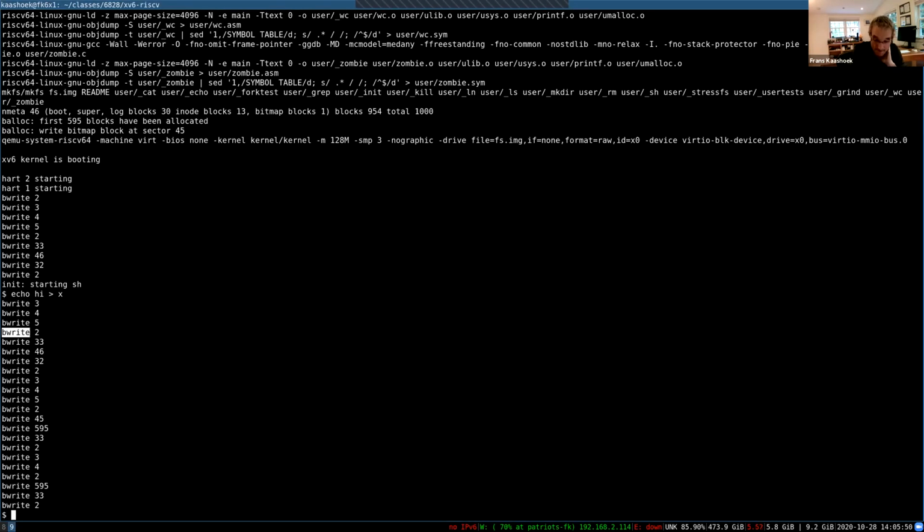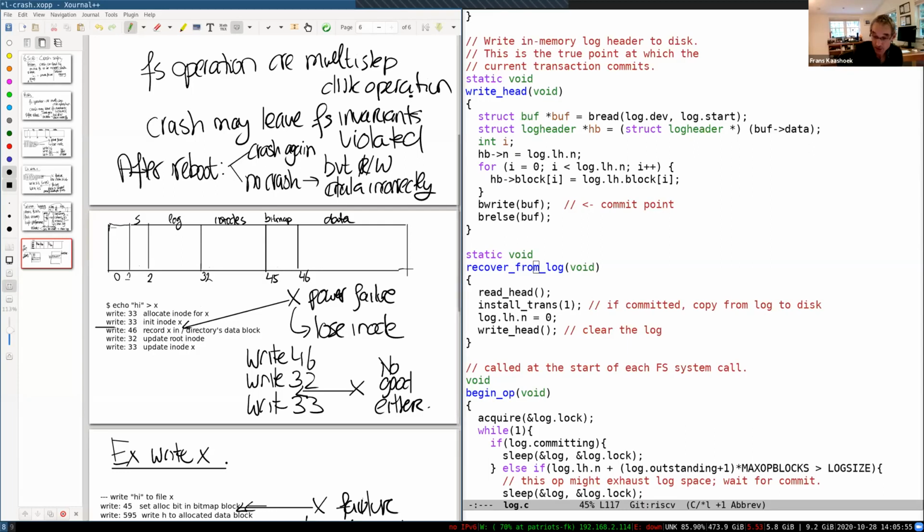Anybody? Is that writing to the log and then the super block? Not the super block, but the log head. Just looking at this picture again, the log starts at 2, so that's probably the header block, correct? The commit record, if you will.